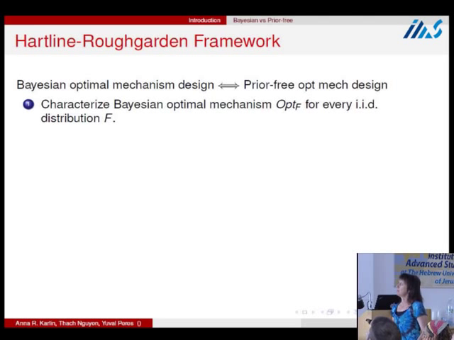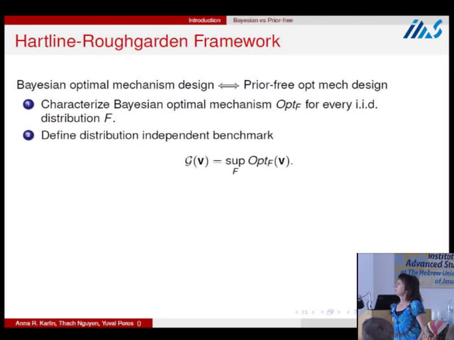First, characterize the Bayesian optimal mechanism for every IID distribution. Okay, so understand it. And then consider the following distribution-independent benchmark. If you are given a particular prior, there's a well-defined optimal truthful mechanism. It gets a certain revenue for a particular bid vector. Set your profit benchmark, your target, to be the best any of these mechanisms could have done on that input.